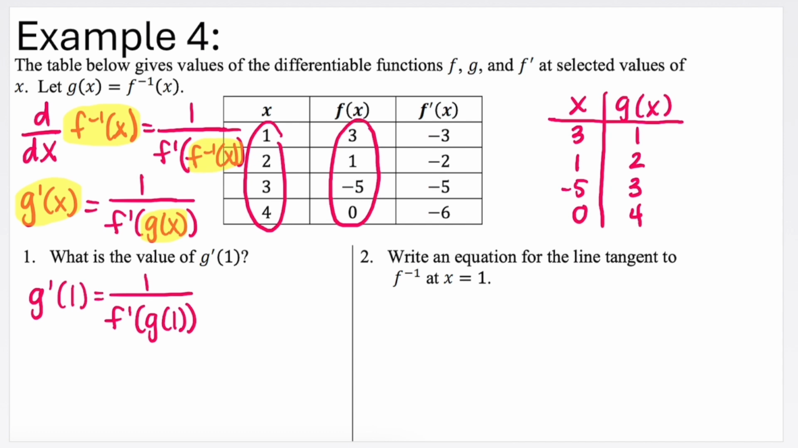So now I'm going to have to go to my tables and pick out all of these different values. So I'm going to go ahead and pull g of 1 from this table. So g of 1 is going to be 2. So I'm going to go ahead and replace that. So g prime of 1 equals 1 over f prime of 2. And then f prime of 2 is right here. So it's going to be negative 2.